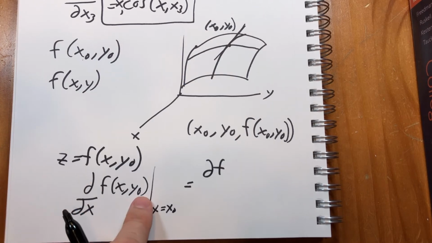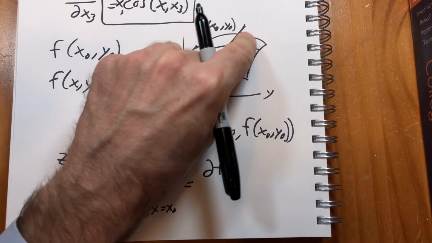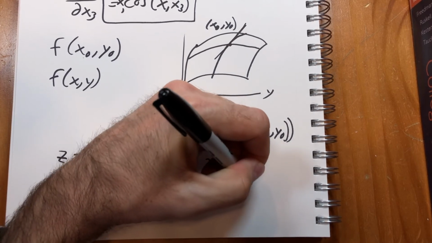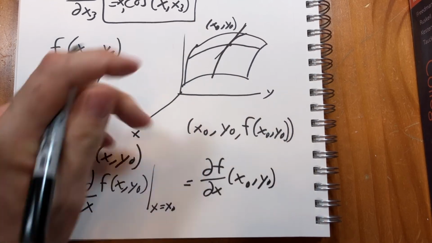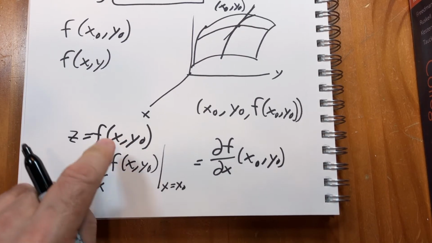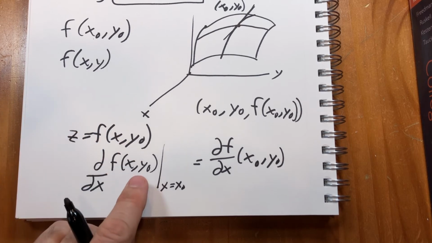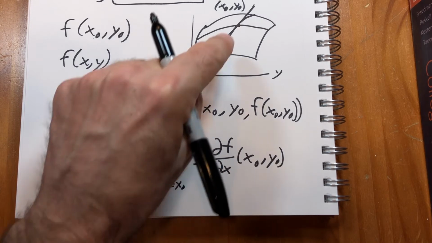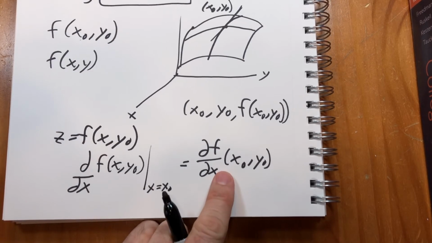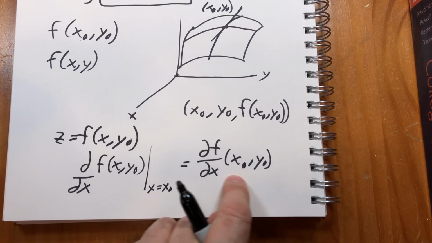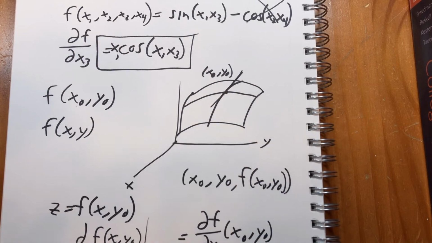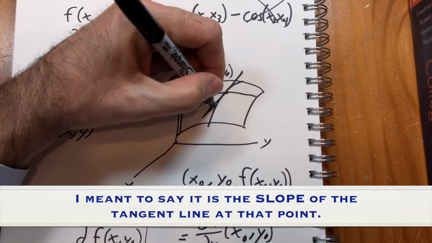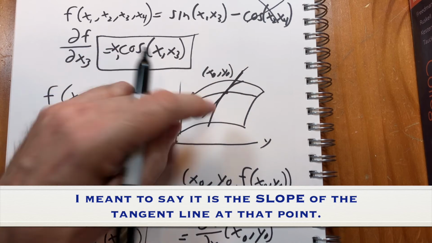This is the derivative of a function of one variable, namely this curve, at the point x equals x0. That's the same as the partial derivative of f with respect to x at that point. So this is basically the partial derivative of f of x, y when we hold y constant. And then we end up with the partial derivative with respect to x at that point, that is, the partial derivative of f with respect to x evaluated at the point x0, y0. And this is the tangent line to this curve in this direction.